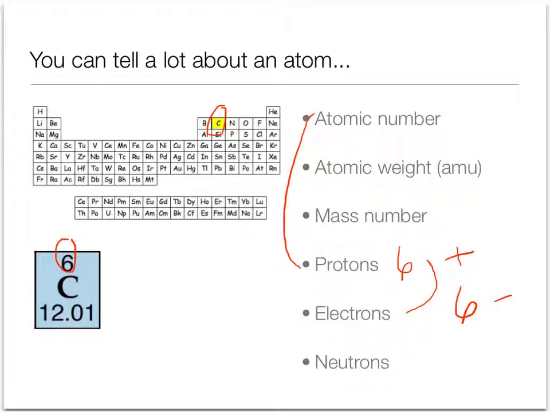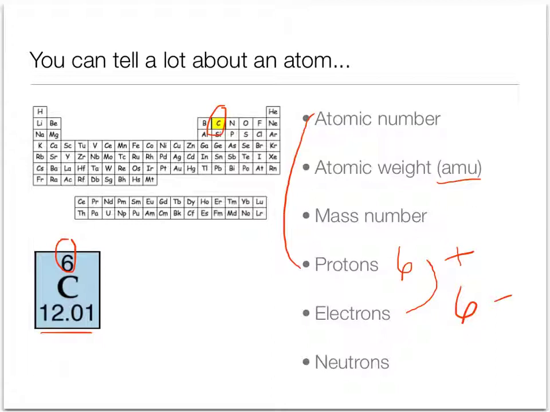The next number you'll notice in carbon's box is the decimal sitting below its chemical symbol, 12.01. This represents the atomic weight of carbon, or how heavy it is. Atoms are tiny, of course, so we have to use really small units called atomic mass units to measure this. The atomic weight listed on the periodic table is actually a weighted average of all of carbon's isotopes, but we'll get more into that later.